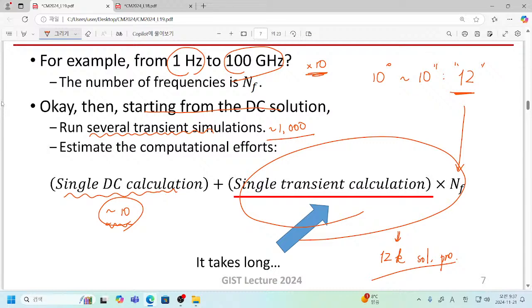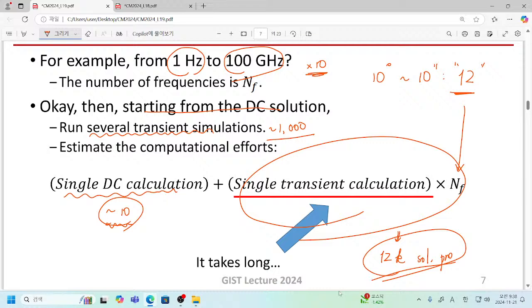However, bias points are required. Now you have to solve a much larger number of solution procedures to get frequency responses by applying the transient behavior. Okay, this is the general description.